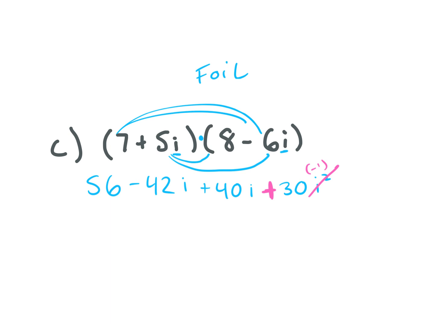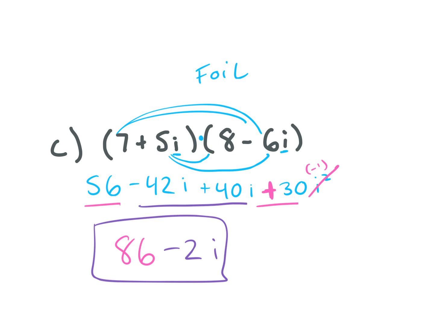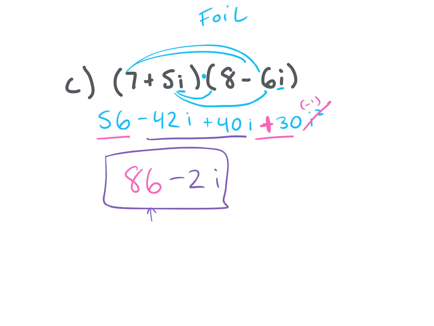And then what do I do next? Combine the real parts together, so this would be 86, and then combine the imaginary parts together, so negative 2i. So 86 minus 2i. And don't forget for these two, the real part has to come first. Any questions?